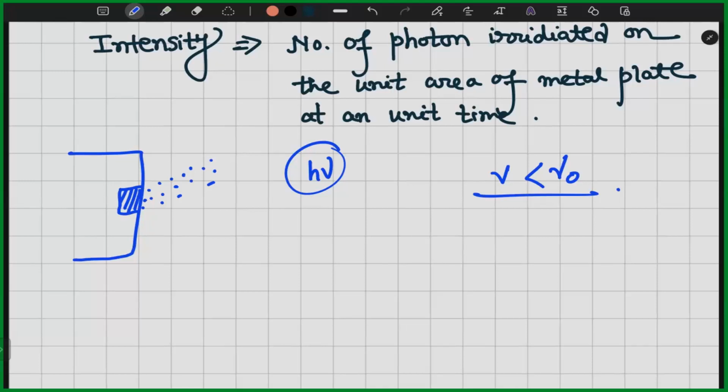Now we have to explain the rest of our results. What was the result? Now when nu is greater than nu zero, that means the electron will be emitted. Again, if we increase the intensity, then what will happen? Now each photon has sufficient energy to knock out one electron. Again, it is the one-to-one correspondence.